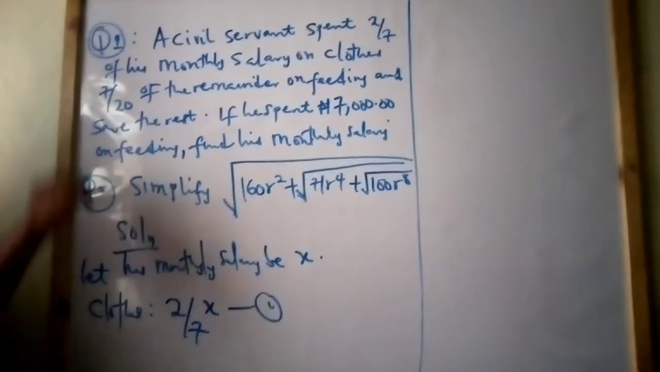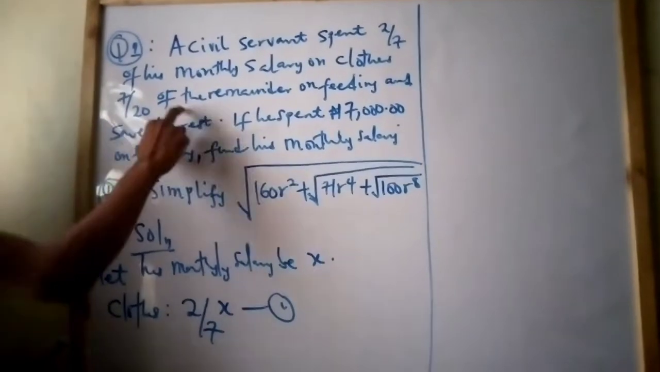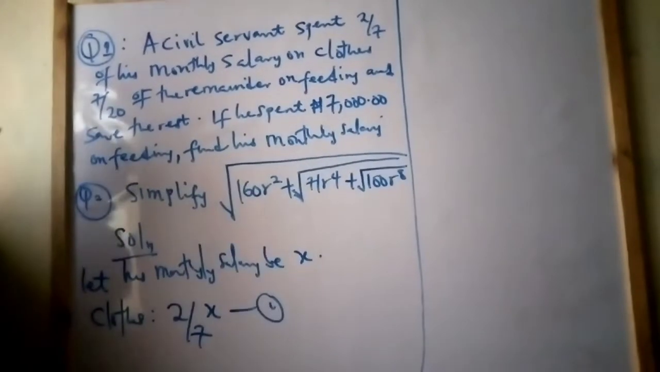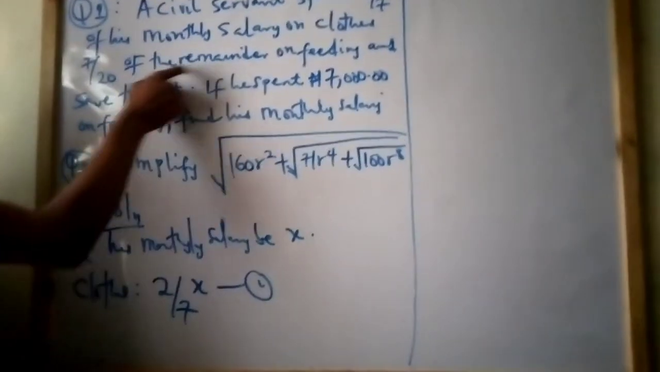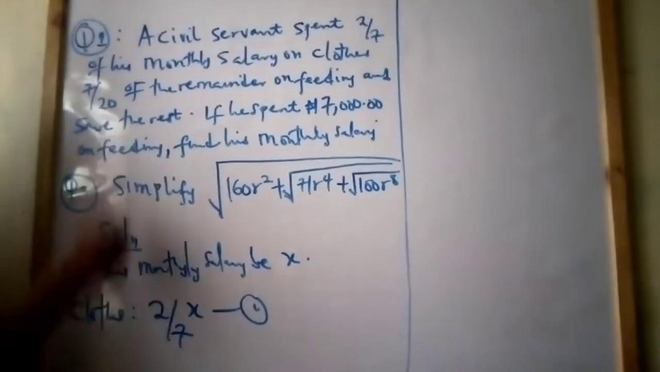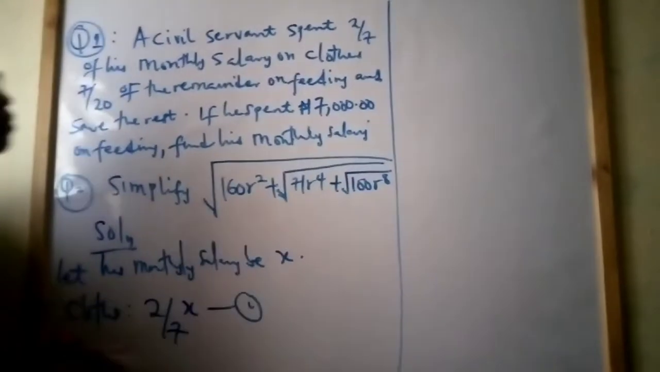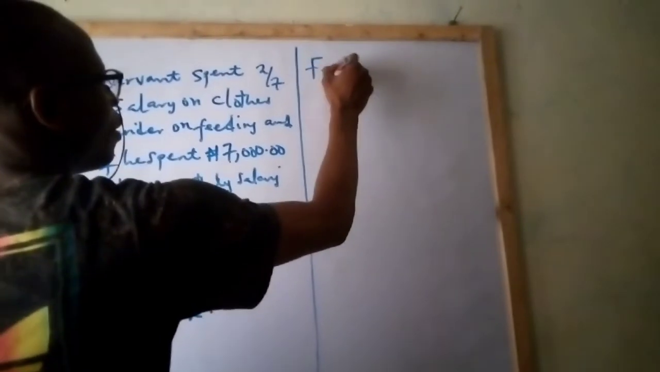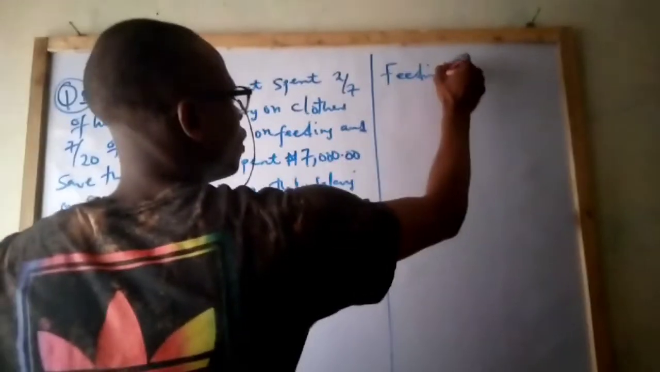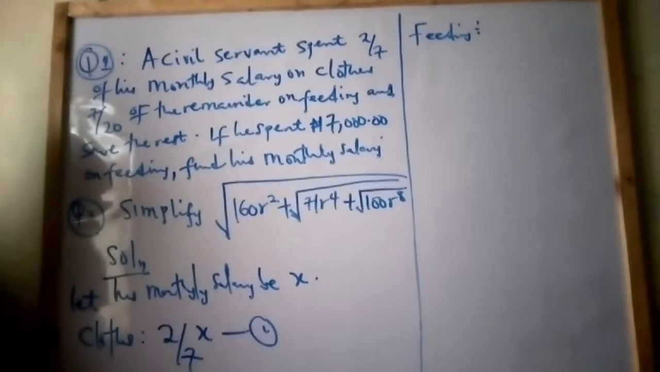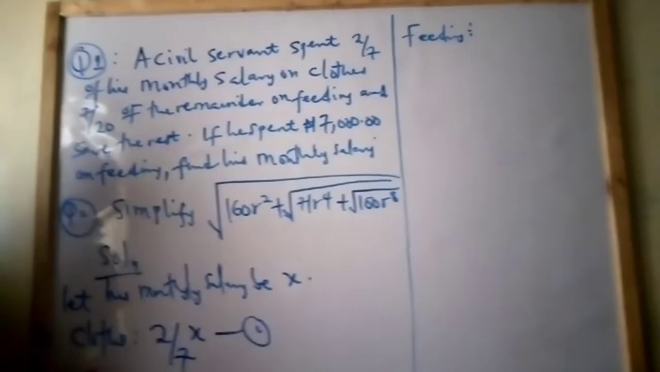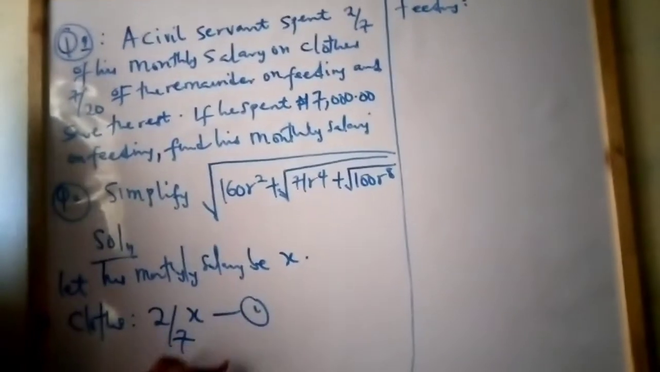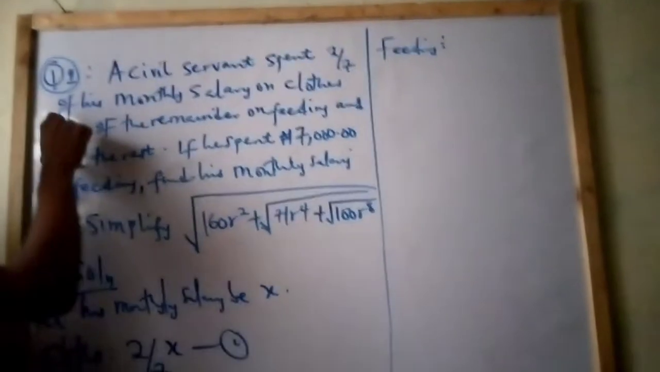Then 7 over 20 of the remainder on feeding. Now, you know we have monthly salary to be X, so that means the amount spent on clothes is 2 over 7X. Now he spends 7 over 20 of the remainder on feeding and saves the rest. Let us analyze it together. If he has a salary of X and spent 2 over 7 of that X on clothes, then feeding is going to be 7 over 20 of the remainder.